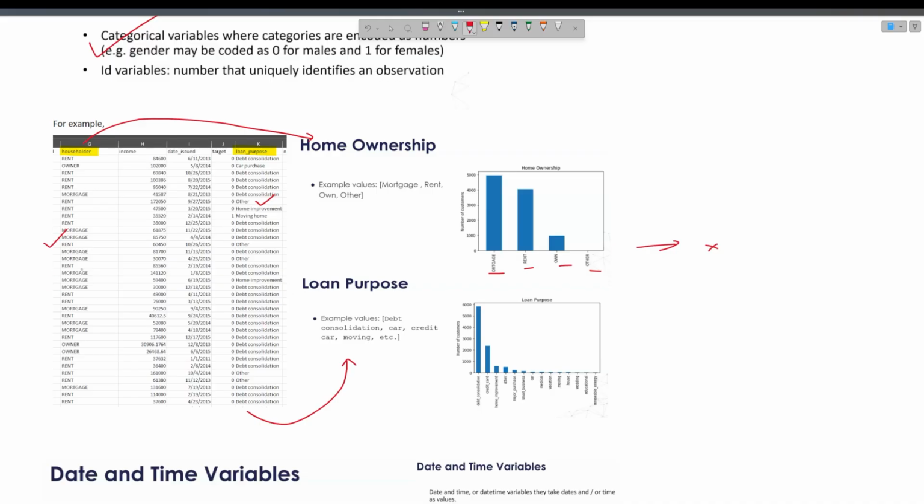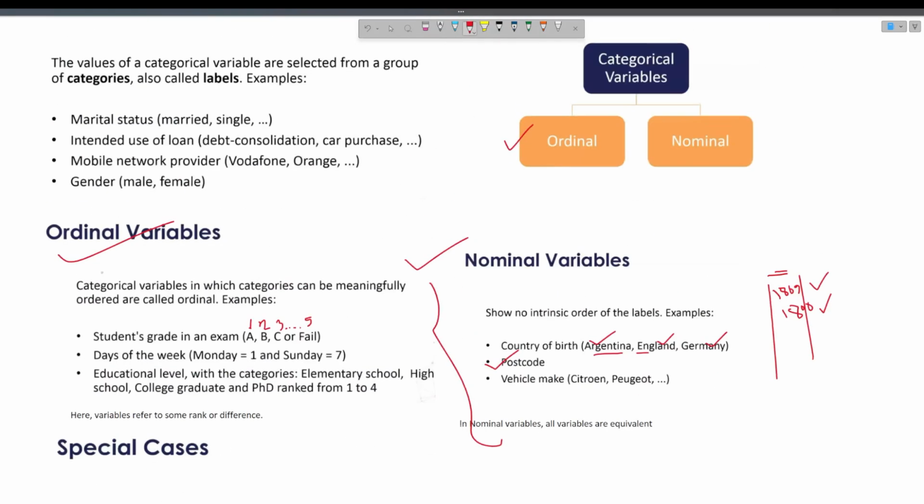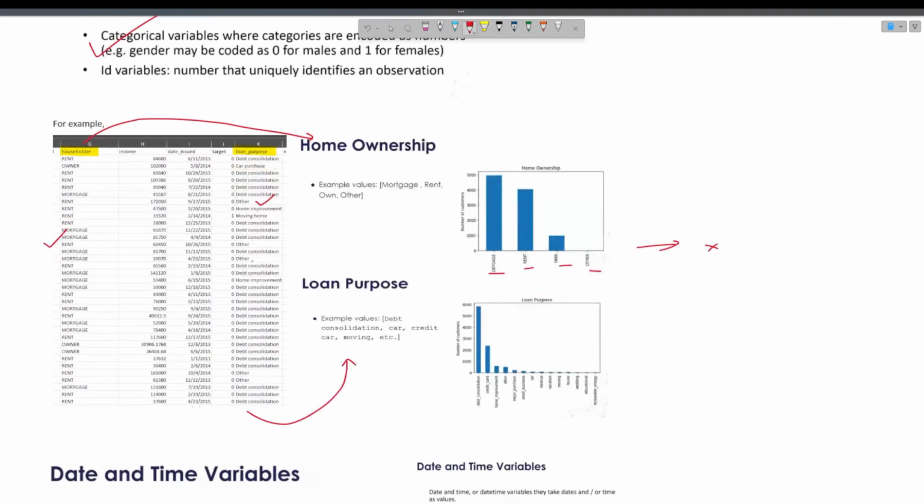So we may call this the ordinal one, but we have to call these the nominal one, the loan one, the loan purpose, only this one. I'm talking about loan purpose, not the graph. The graph is different, this is a totally different one. The home ownership, for example, or householder, is ordinal, and the loan purpose we're looking into is nominal.